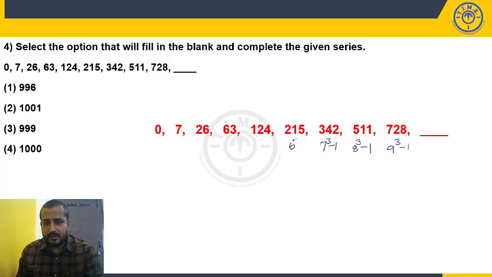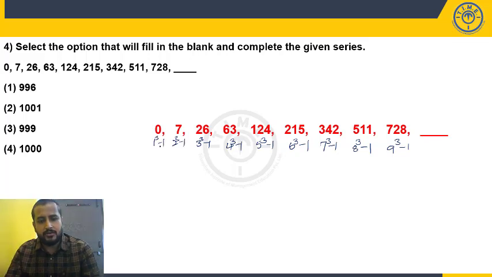215, 6 cube minus 1. 124, 5 cube minus 1. 64, 4 cube minus 1. 26, 3 cube minus 1. 7, 2 cube minus 1. 0, 1 cube minus 1. 1 cube minus 1, 2 cube minus 1, 3 cube minus 1, so on.